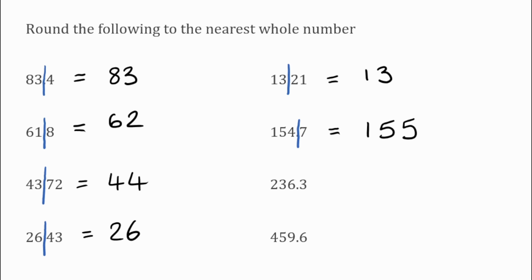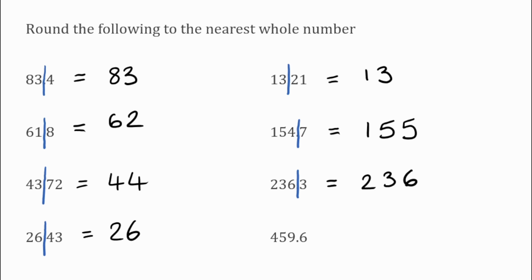We've then got 236.3, so drawing our line through the decimal again. We then look at that number on the right-hand side of the line, which is a 3. Because it's a 3, we're going to keep the previous digit the same, so the 6 will remain as a 6. So 236.3 would round down to 236.